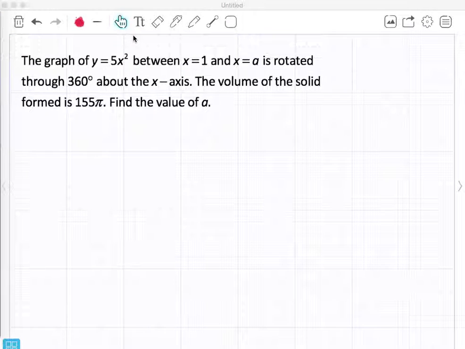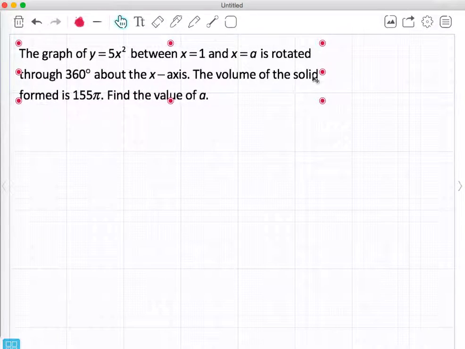Revolution question here to be done without a calculator. So I've got a graph of 5x squared between x equals a and x equals 1, and we can assume a is bigger than 1 because it came second. Rotated through 360 degrees about the x-axis. The volume of the solid formed is 155π.